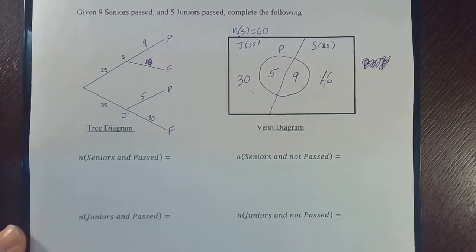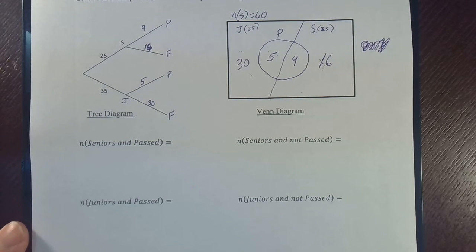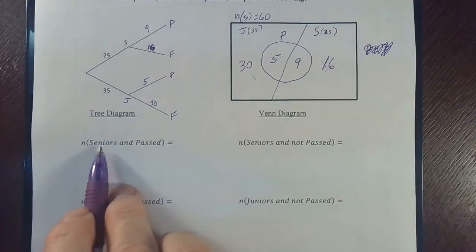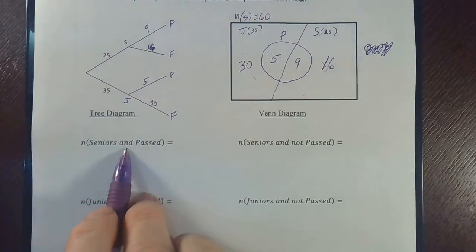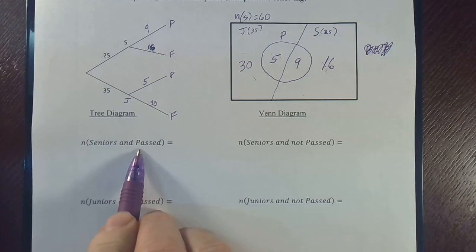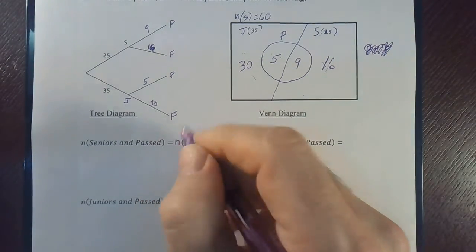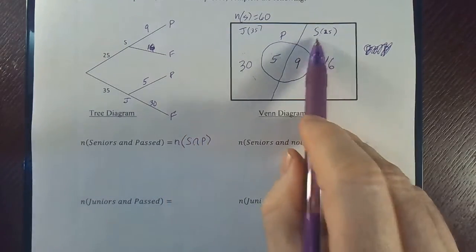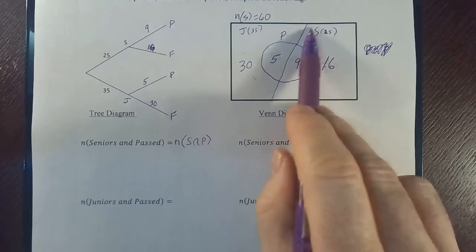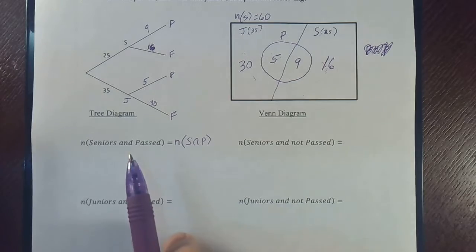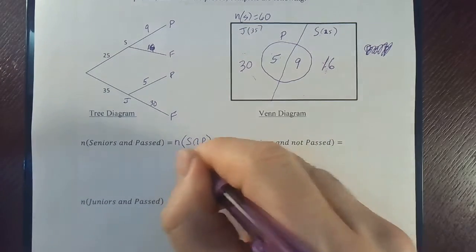Now that we've got everything filled out in the diagrams, these questions should be pretty easy. The number of seniors and passed means the number that are in the group of seniors who also passed. You have to be in the senior group and in the pass group. So this means the number of elements in S intersect P. Where does this right half and the circle intersect? Right there, 9. That's equal to 9.